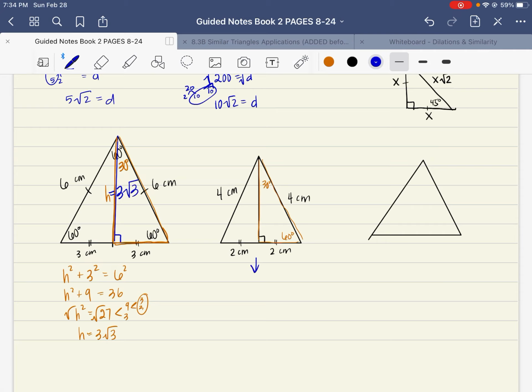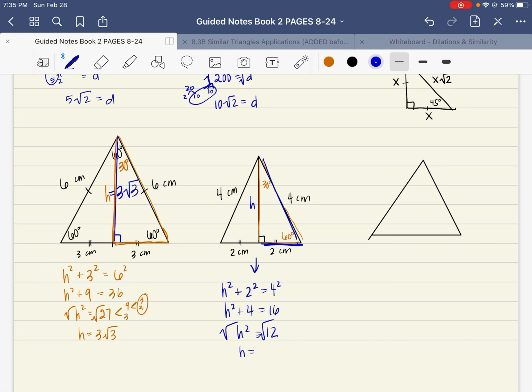So here's my h. Again, I'm going to do h squared plus the little leg down here is 2 squared equal to your hypotenuse squared, which is 4 in this case. So h squared plus 4 is equal to 16. Subtract the 4, h squared is equal to 12. Square root both sides, h is equal to, let's break that down to 3 and 4, 2 and 2, 2 square root of 3. So here we get 2 square root of 3.